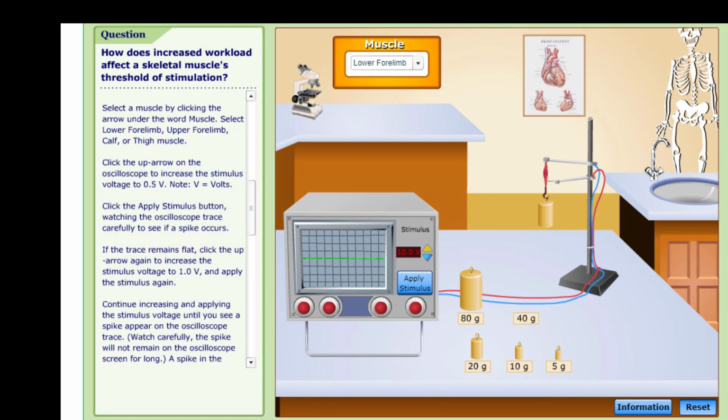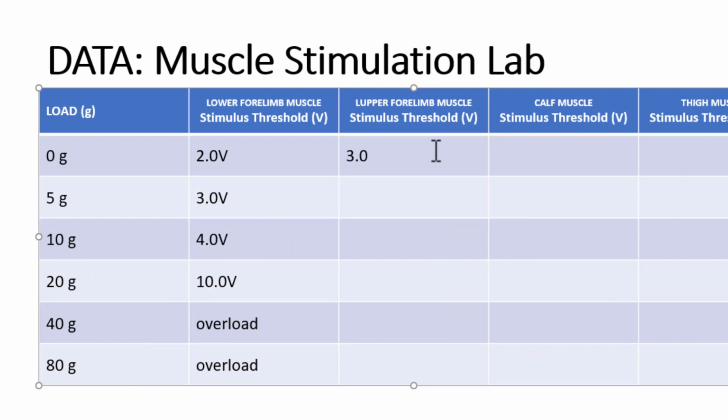Let's reset our experiment and choose another muscle. Next, we'll look at the upper forelimb muscle. First, using no workload, let's apply the stimulus to get the threshold. We see that the threshold stimulus for the upper forelimb muscle with no load is 3. Let's record that data point.